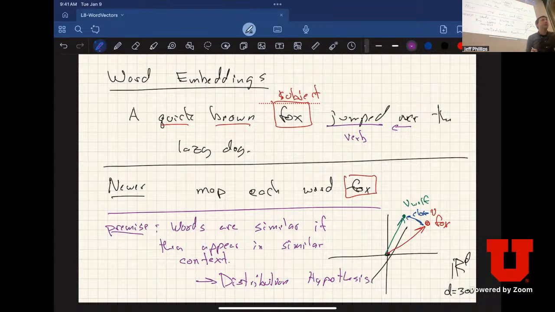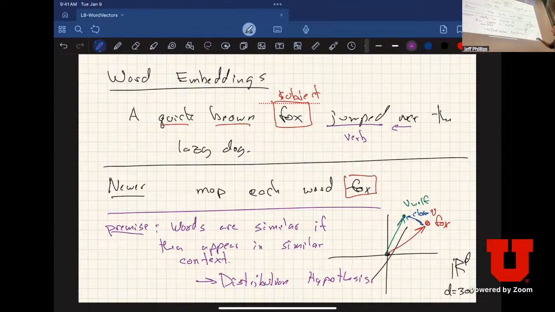Okay, and so this was made by, I guess, Firth or Harris, kind of before people were doing this. This was kind of a linguistic way of thinking. Which words are similar to each other? Well, if they appear in language in similar contexts, then they are similar words.